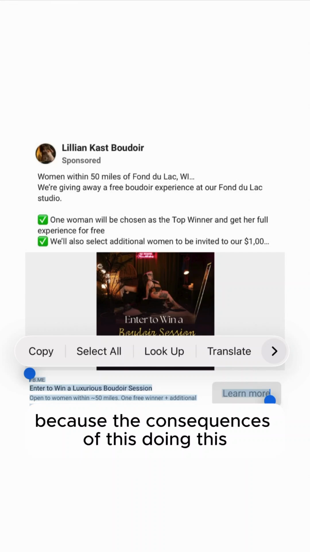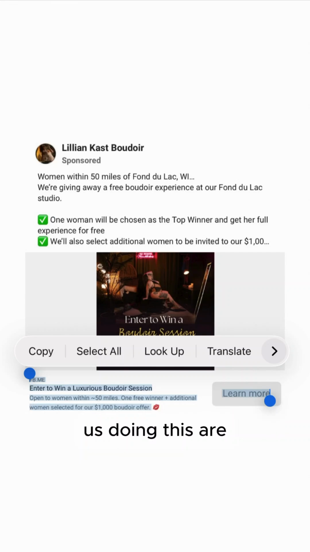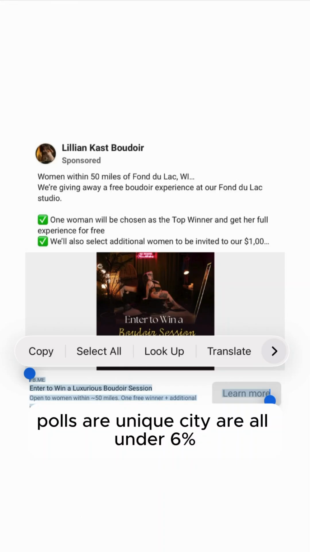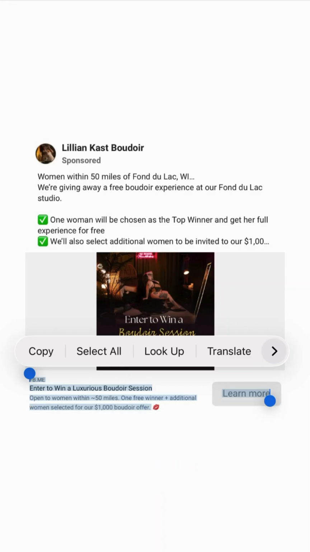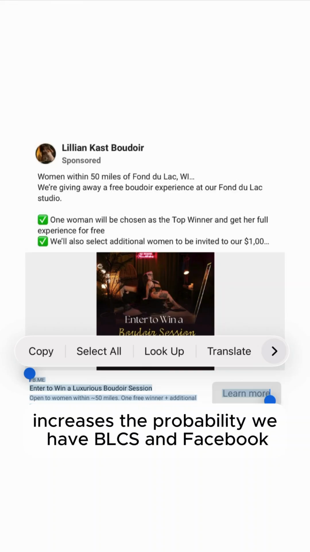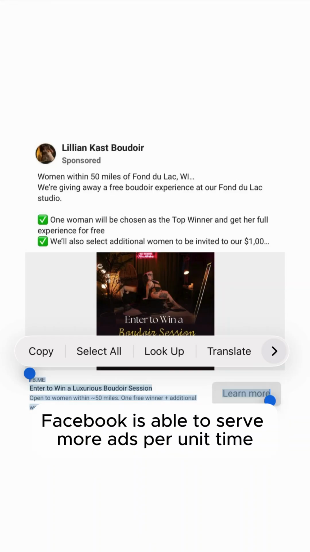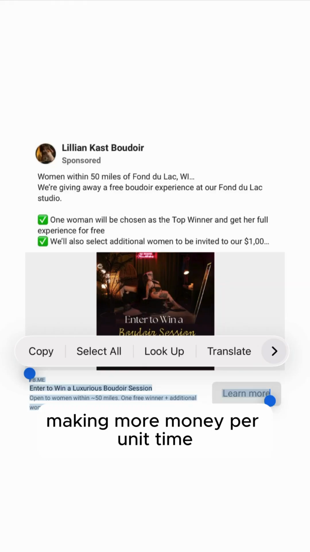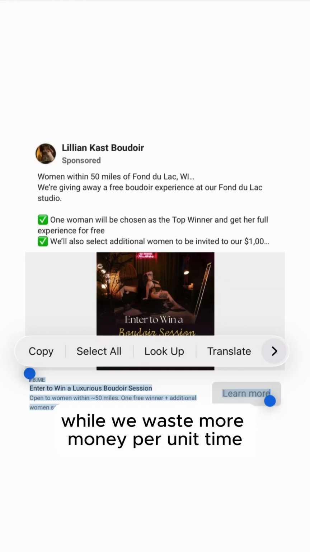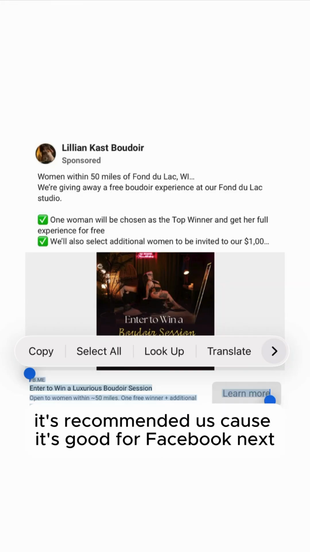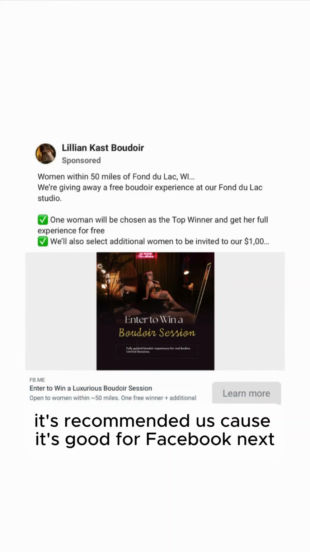Because the consequences of us doing this are we get way more women scrolling by our Boudoir Facebook ad, pulls our unique CTRL under 6%, increases the probability we have BLCS, and Facebook, since more women scroll by our Facebook ads per unit time, is able to serve more ads per unit time, making more money per unit time while we waste more money per unit time. We never, ever, ever want to follow anything Facebook recommends for us. It's recommended to us because it's good for Facebook.